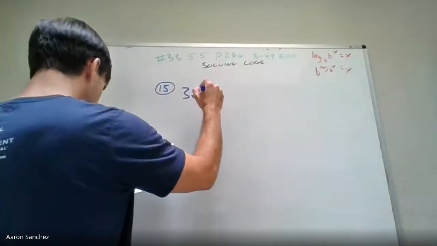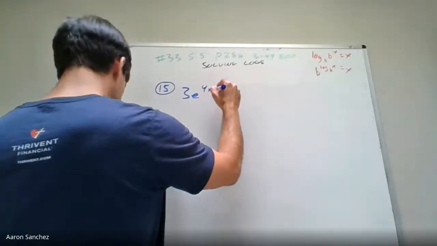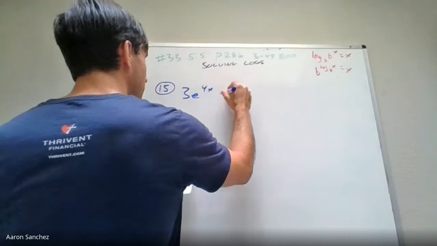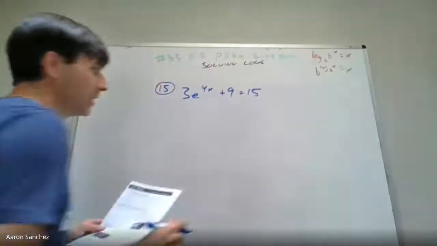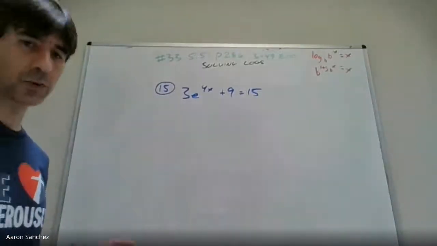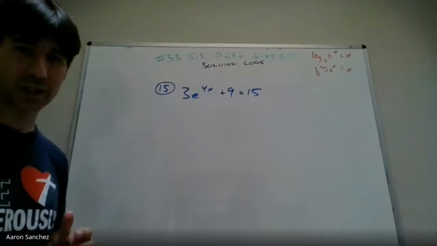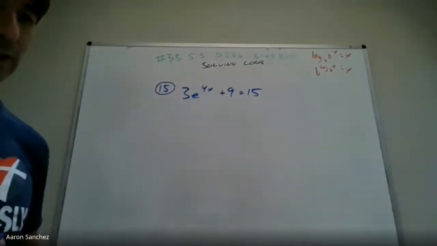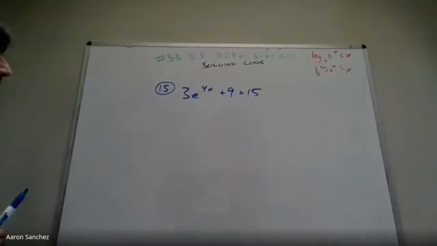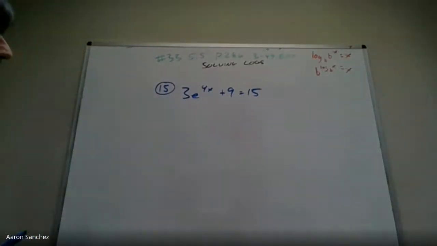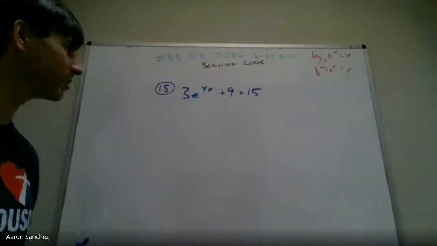3e^(4x) + 9 = 15. This looks crazy because of this e here. That's why it seems hard, but I'd say it's maybe easier than it seems, but maybe not. You have that e with 4x as the exponent, then this 3, the 9 and the 15.